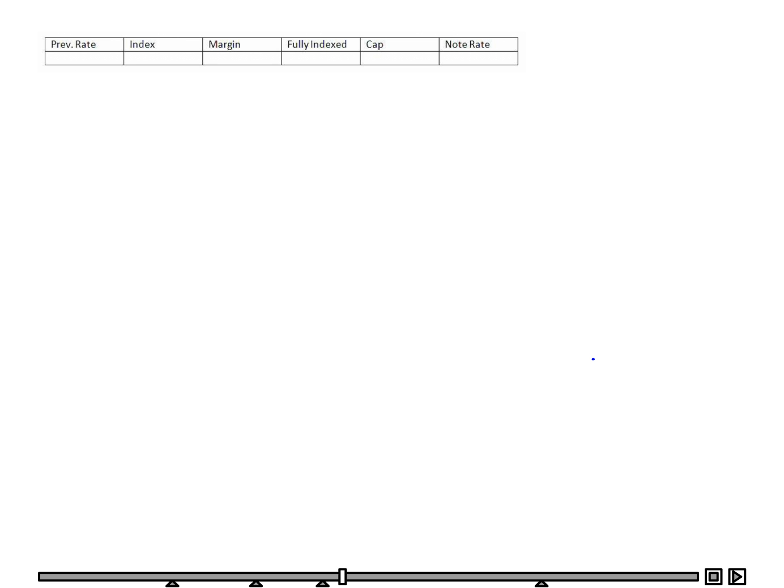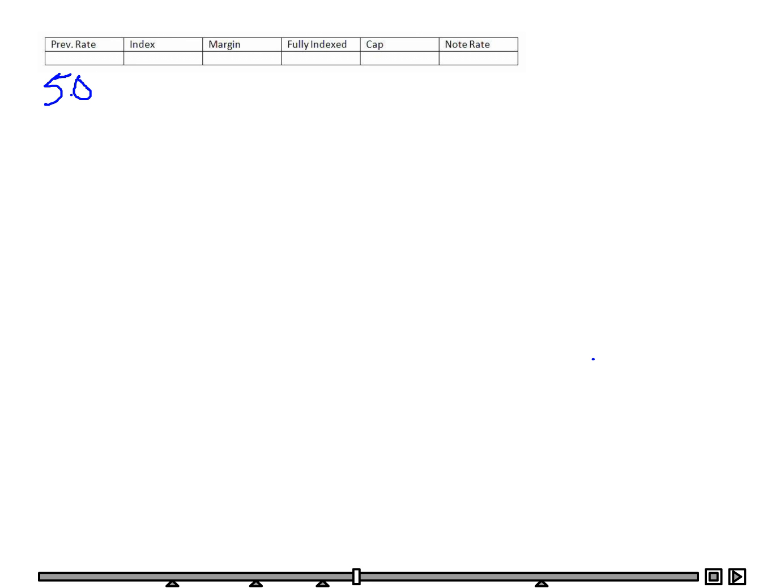So in this example, I made a little chart. And it has in the chart the previous rate, the index, the margin, the fully indexed rate, the cap for that period, and the resulting note rate. So in our example, we're going to start, the previous rate is going to actually be our start rate. So let's say we start at 5%.